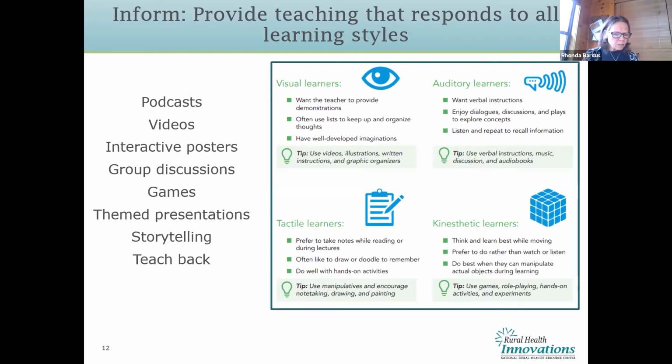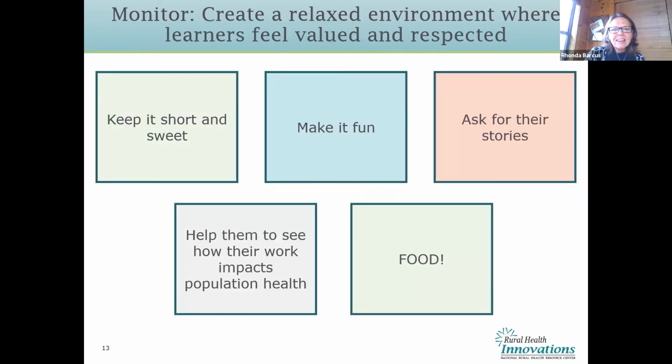Anybody have any other ideas or some examples of how you've used any of these to engage your audience? No? Okay. If you haven't used them, I hope you will consider doing that.